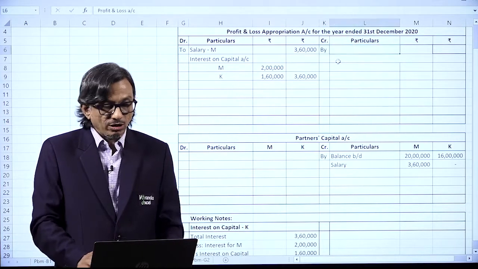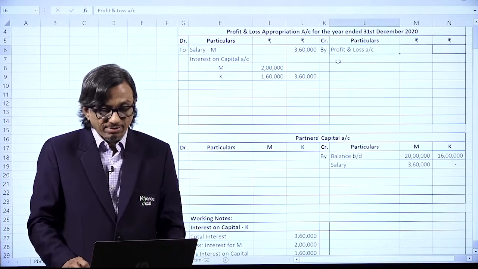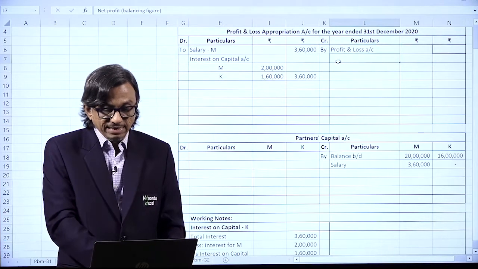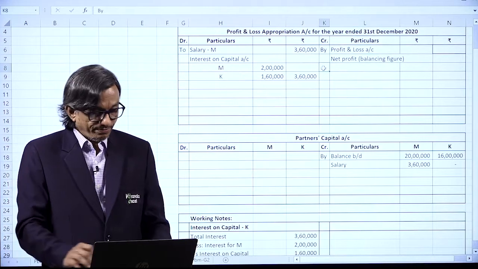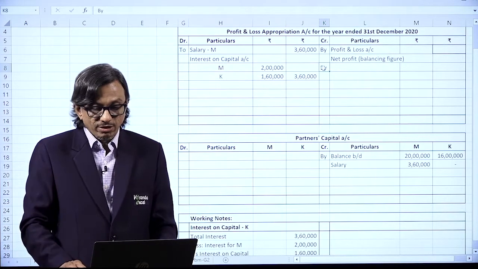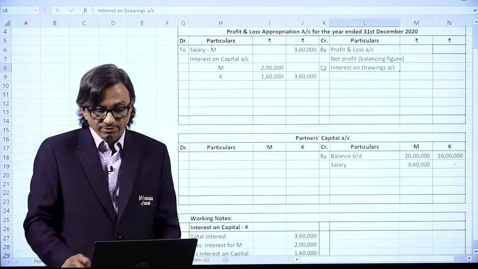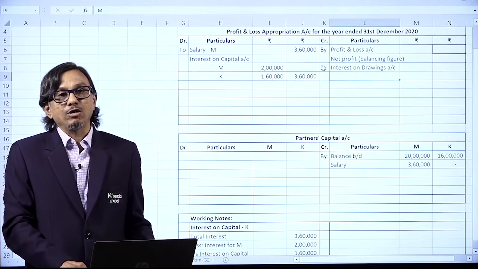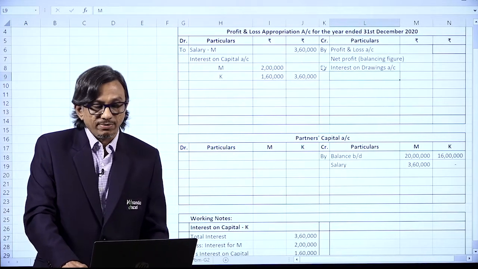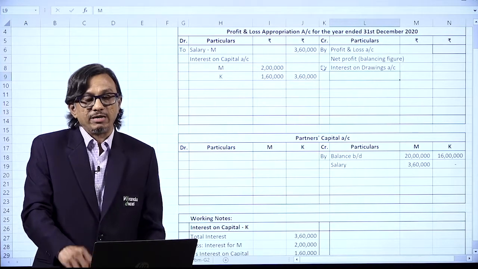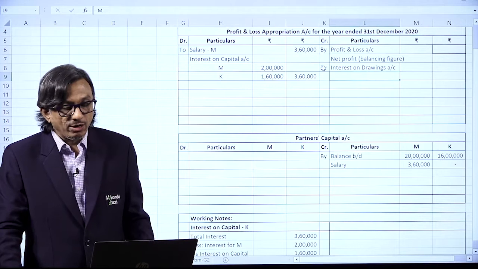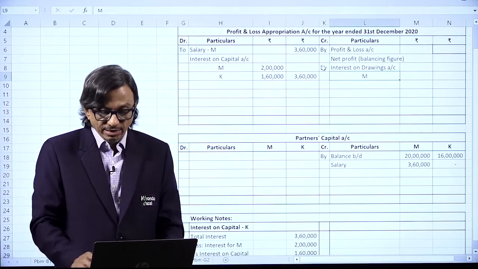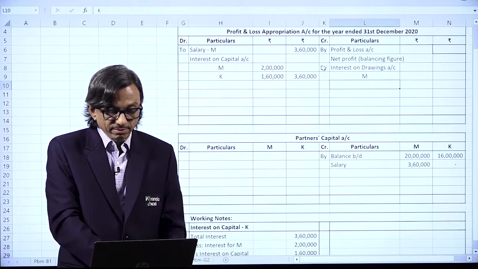That is not given in the question. We have to calculate that as a balancing figure. But what else do we have to find out? We have to find out interest on drawings, which will be credited to the P&L Appropriation account and debited to the partner's account.